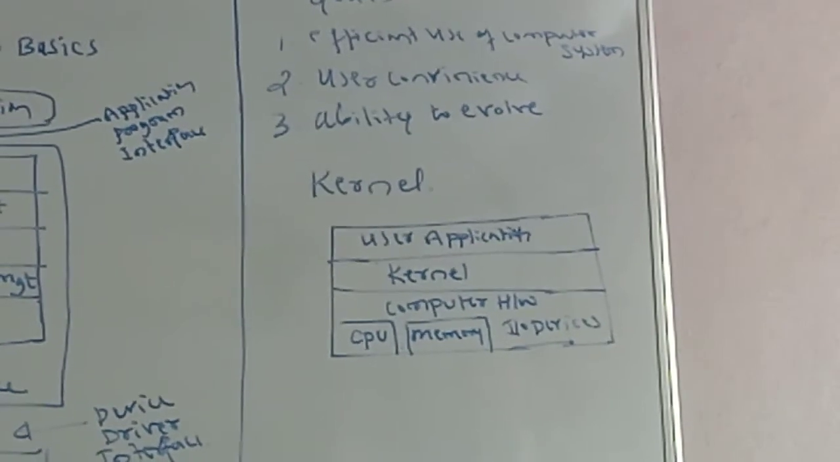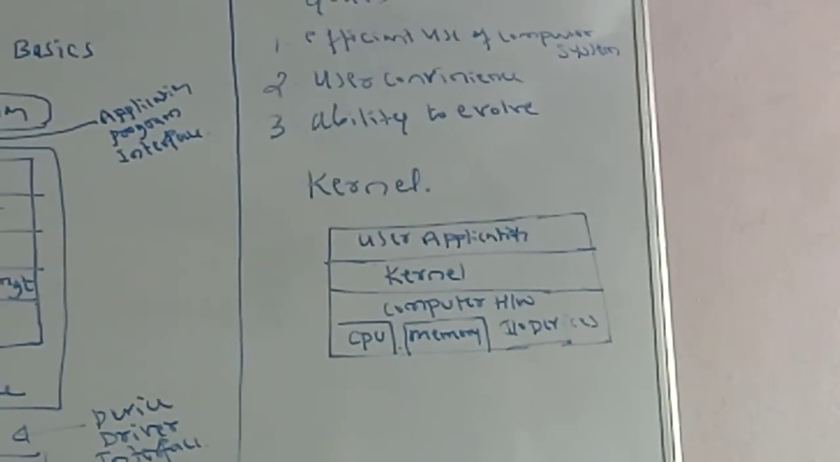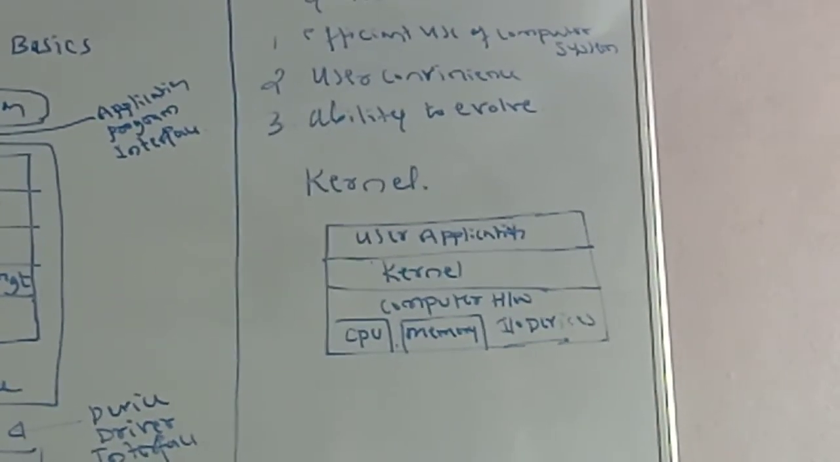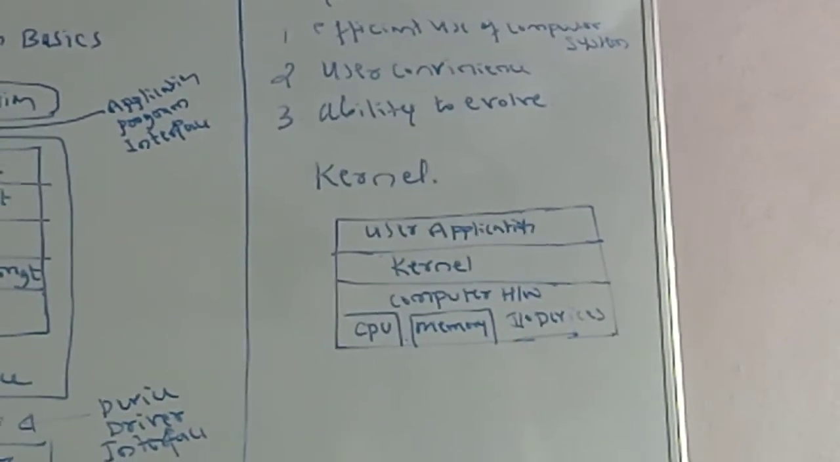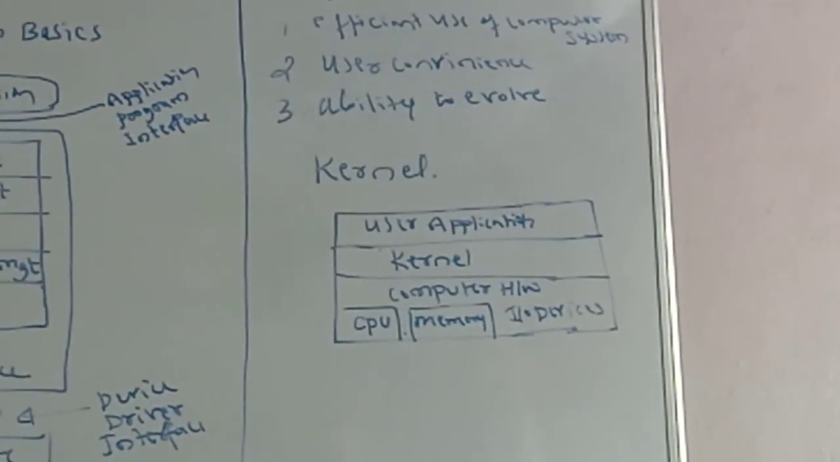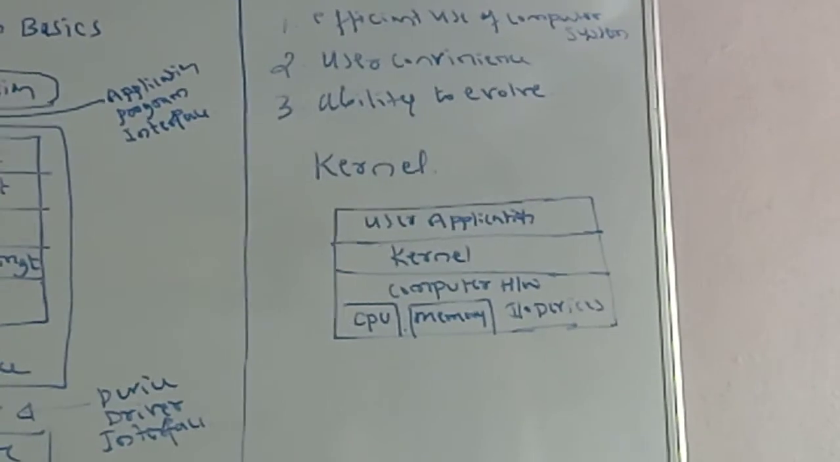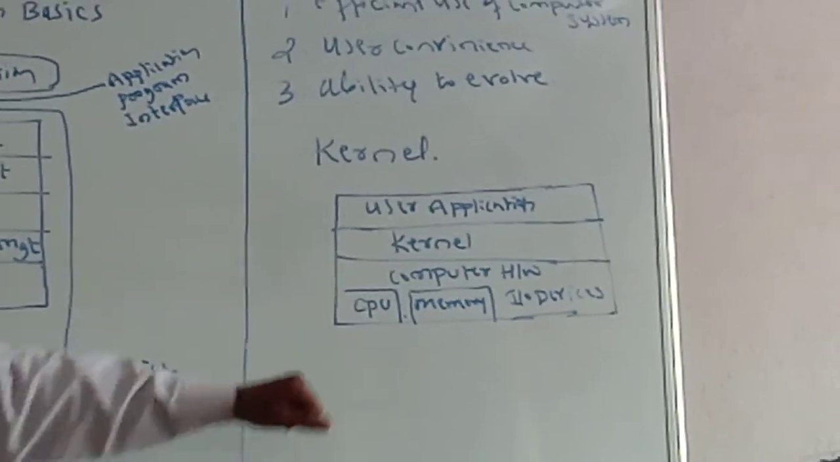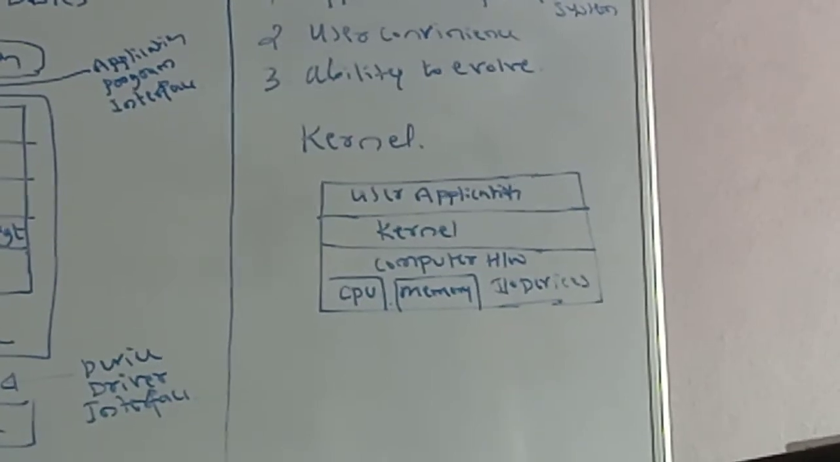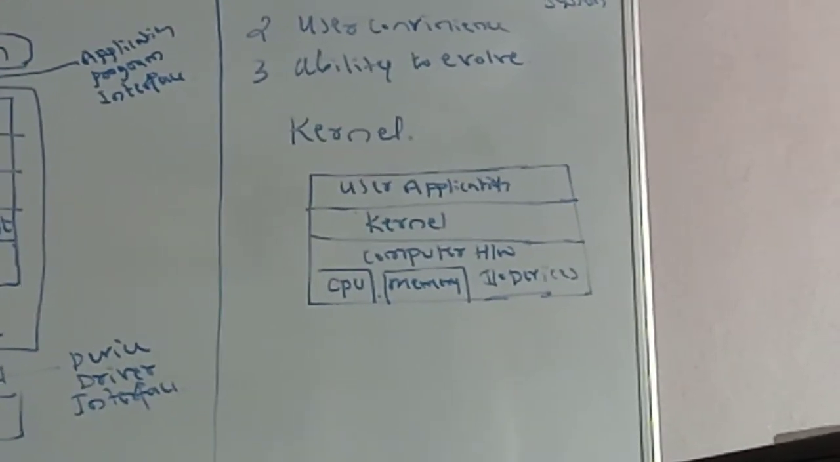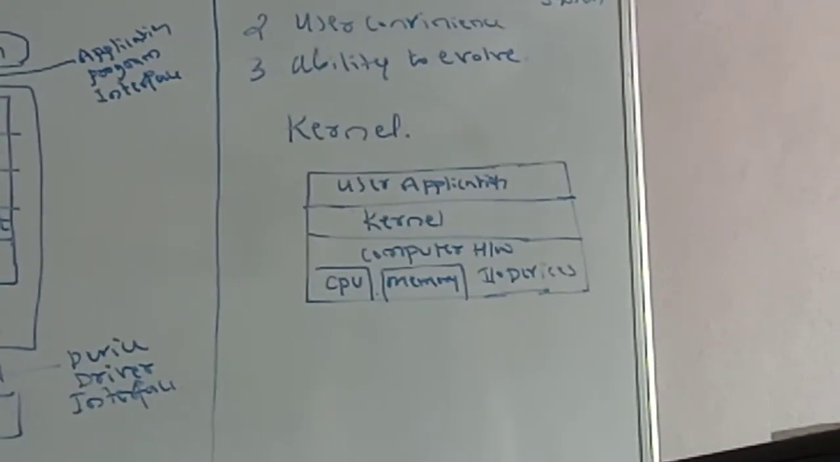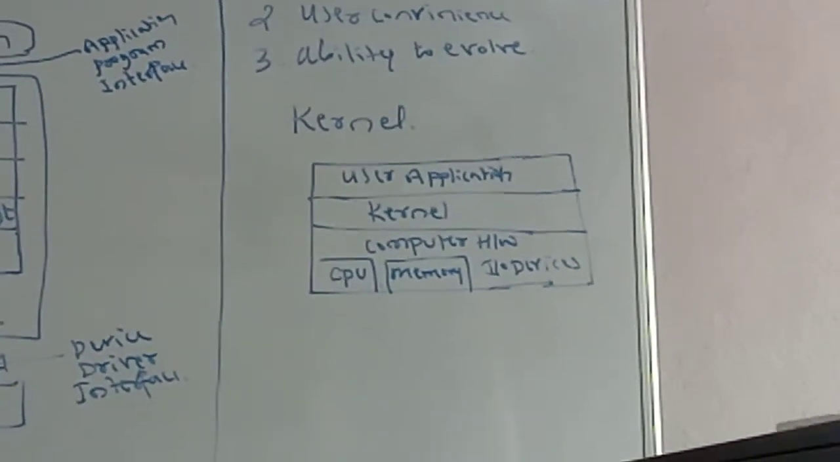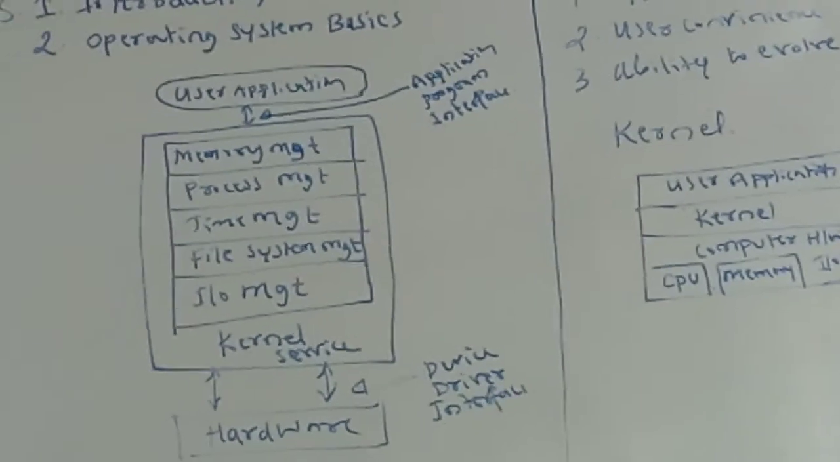Kernel is the most important software present inside the operating system. It is controlled through the shells, for example the Unix shells, of which there are many in Unix operating systems. Only through the shells is it communicated with the user application, and with the other hardware parts, which are the CPU, memory, and I/O devices. So this is the total basics of the operating system and the goals of the operating system.